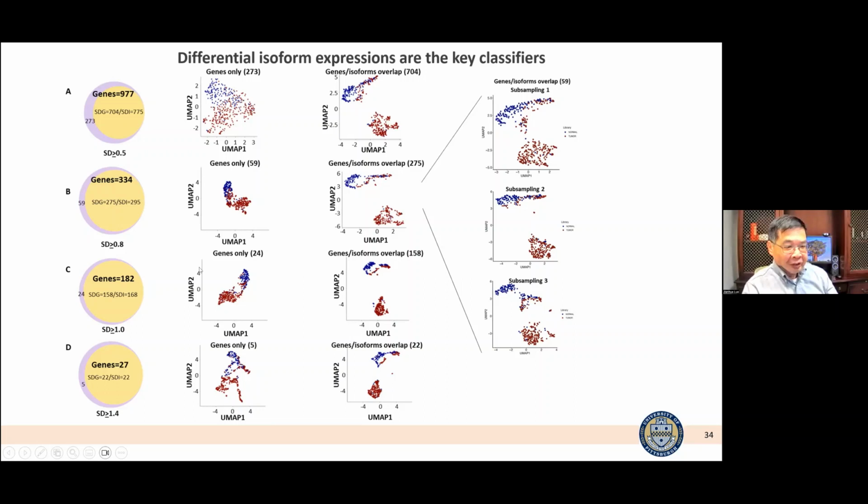For the variable at SD 1, you see it's not very good. And this one is not good either. It means genes 182, and then there's the gene at SD 1.4. You can see from here, actually, it's not very good. Gene only is 5, and the overlap is 22, so no good. So it means that gene only is not very good, but the overlap produces a very good result, as the analysis shows.